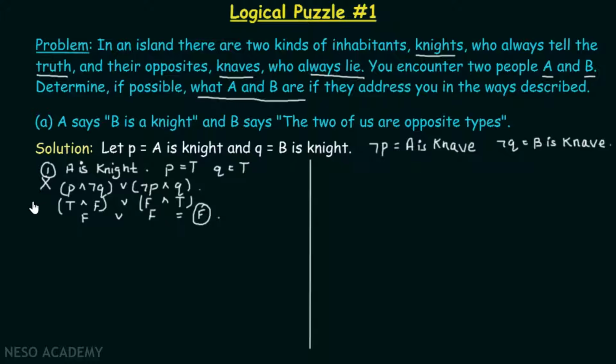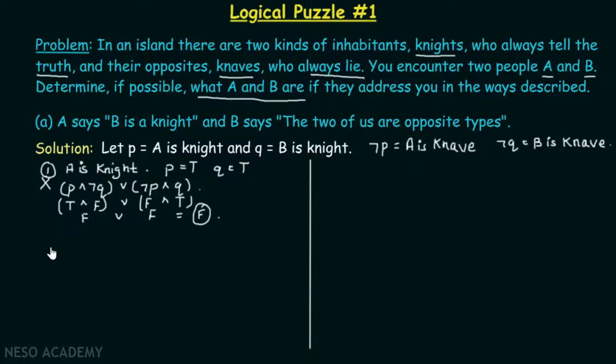We can also logically think about this statement. As initially we assume that A is a knight, therefore A always tells the truth. And if A always tells the truth, whatever it says is also true. That means B is a knight. Now, if B is also a knight, then this statement becomes false automatically, because if B is a knight, whatever it says is true, and it says that the two of us are opposite types. Now, as A is a knight and B is a knight, the two of them are of the same type. Then how can they be of opposite types? Therefore, this statement is false. And hence our assumption that A is a knight and B is also a knight is false.